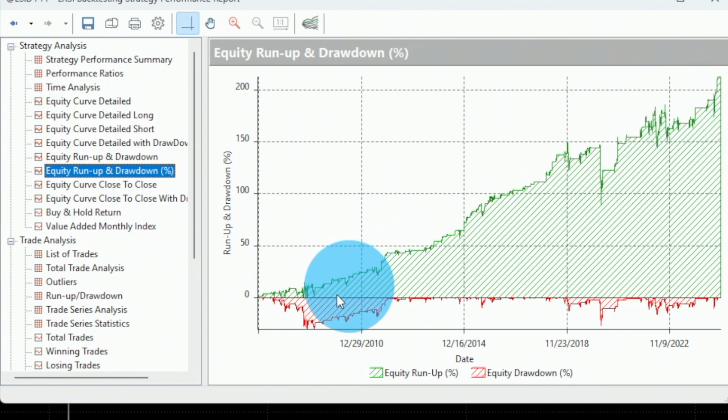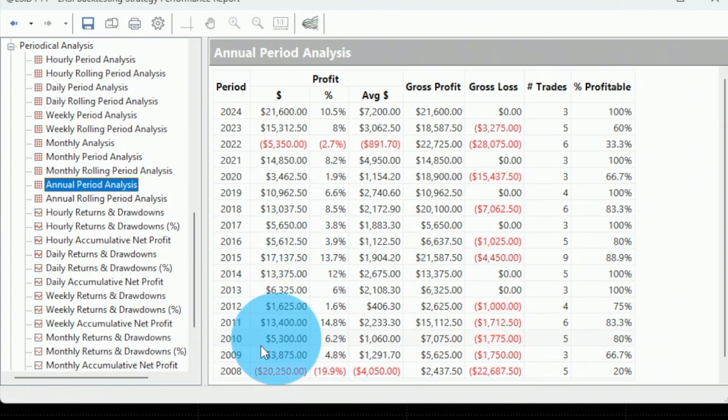This is how the curve looks, and it's very smooth. This is the annual period analysis. The biggest drawdown happened in 2008 for these settings that we picked. And then the next drawdown we have is in 2022. But again, look at this, it's 3, 5, 6, 3. So if you build a strategy on this indicator, it definitely needs to be mixed in a portfolio.